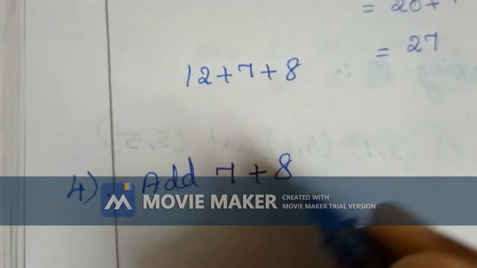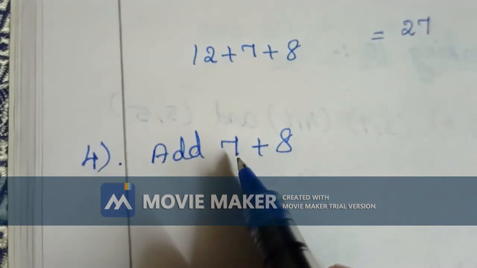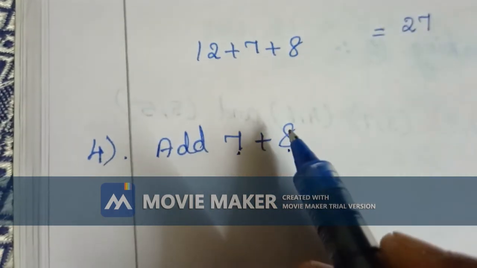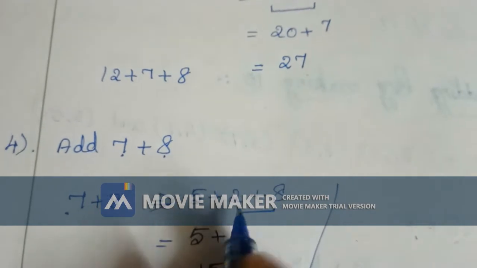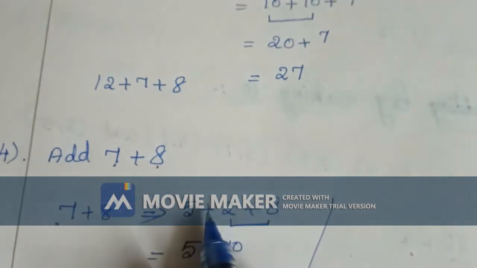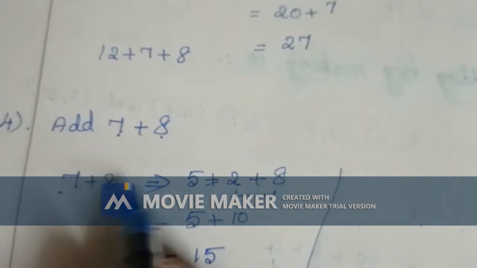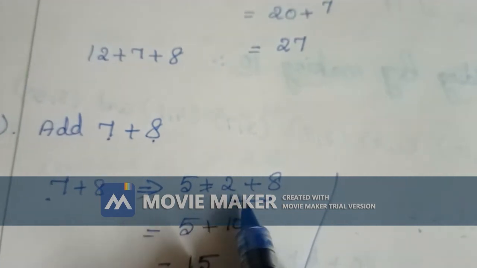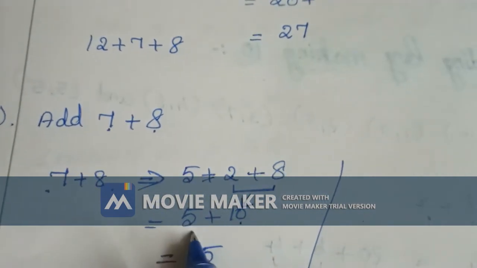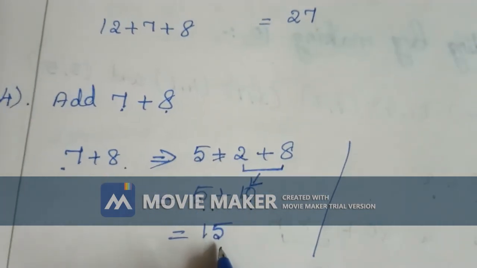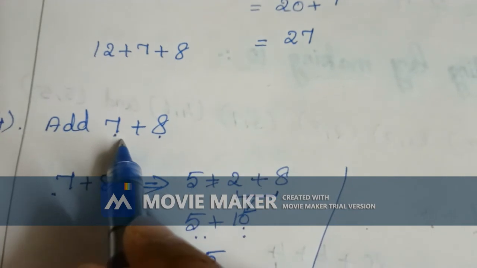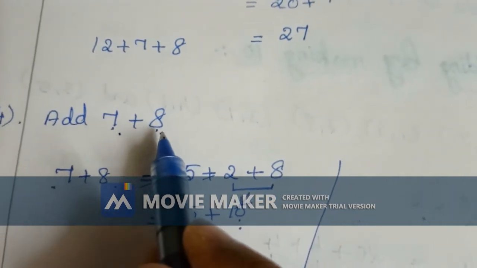Add 7 plus 8. So you can split either 7 or 8 to make 10. So children, first you have to split the number 7 like 5 plus 2, and then you have to add this 2 to 8, so we can get 10. Next you can add these two numbers, 10 and 5, so we can get the answer 15. So you can either split the number 7 or you can split the number 8.